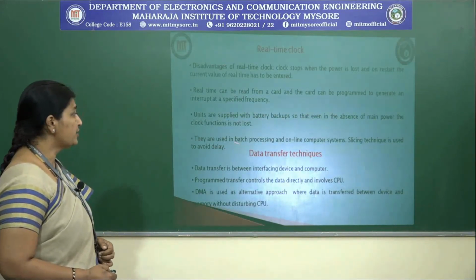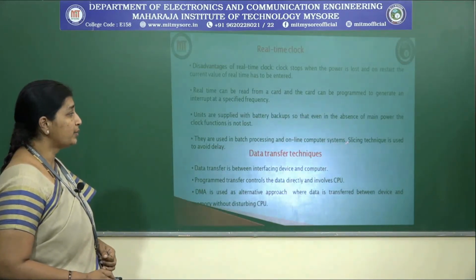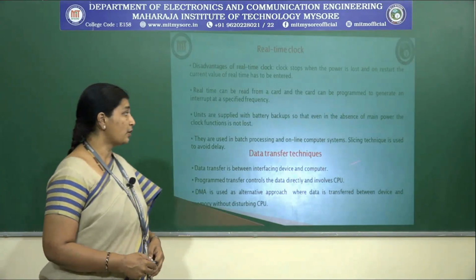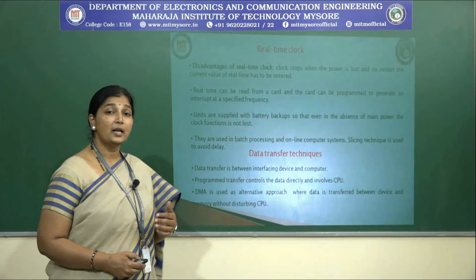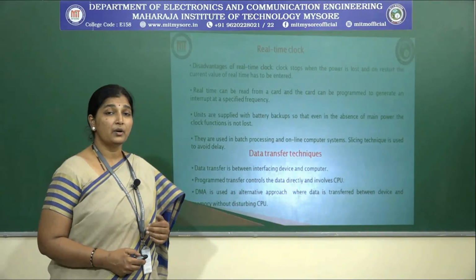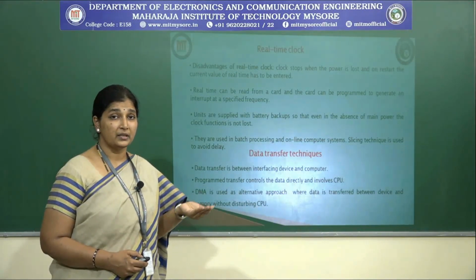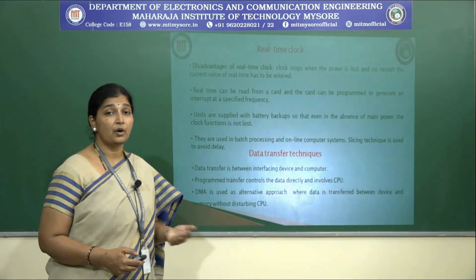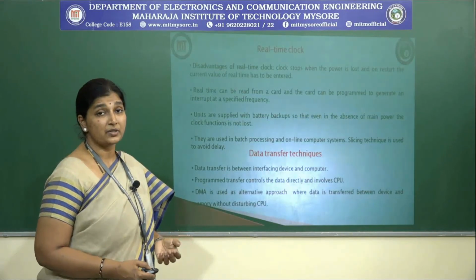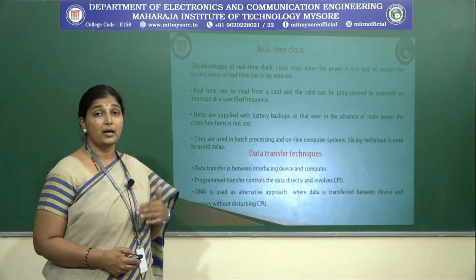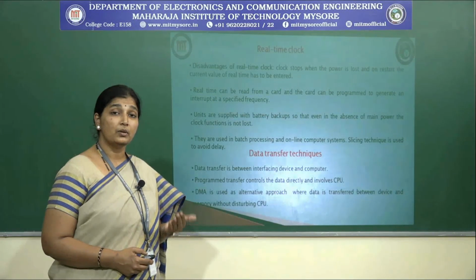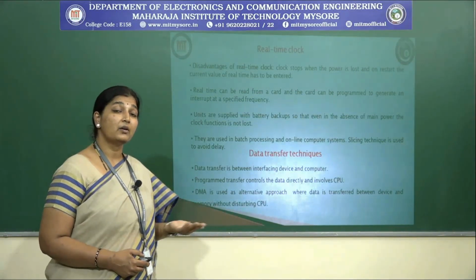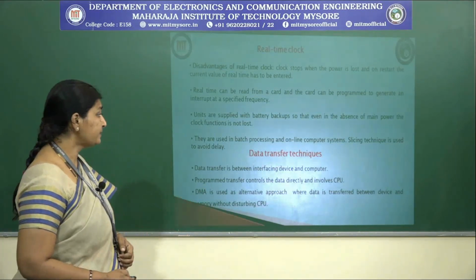Okay. They are used in batch processing and online computer systems. Slicing techniques are used to avoid delay. So this slicing technique helps in reducing the delay, because it will just take one level of signal, and it is applicable for all the batch processing. We already know what a batch processing is. Computer programming, or you can say the computational level of your CPU, it will take to a better or a higher performance level.